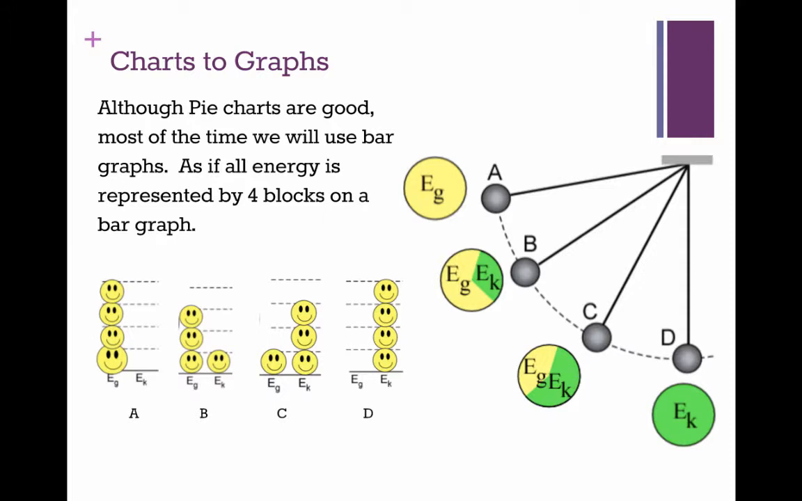Okay, and I put it at every position so that I know that kind of energy is being used throughout this. Even if it is zero usage, it's still being used. So there are 4 blocks of EG at A, and then position B maybe has 3 and 1. It can't be 2 and 2 because it's not exactly in the middle. Position D then is all EK. So we did 4 blocks of EK.